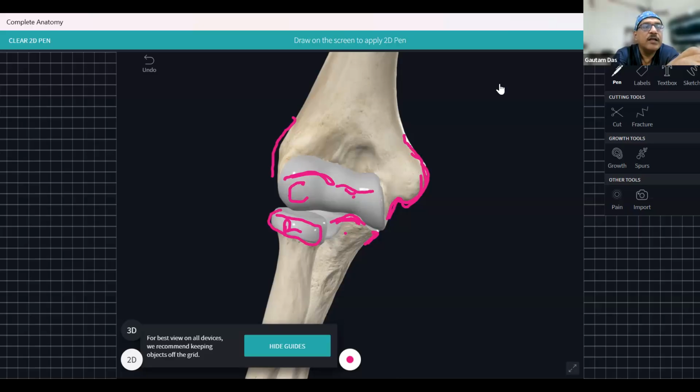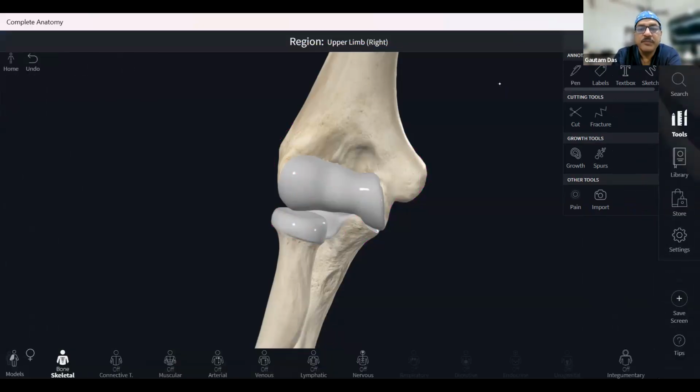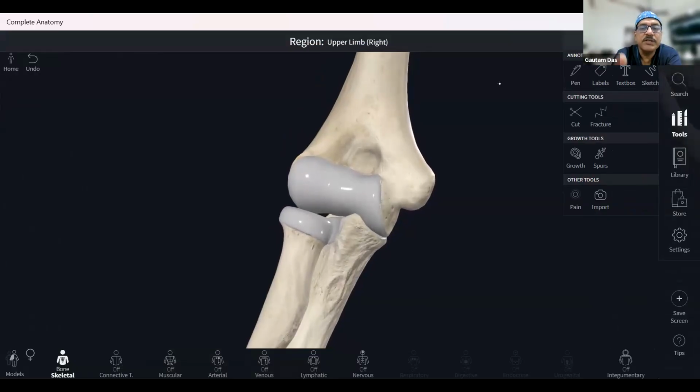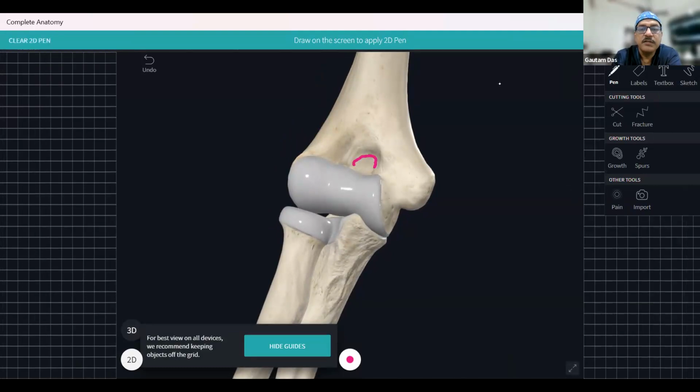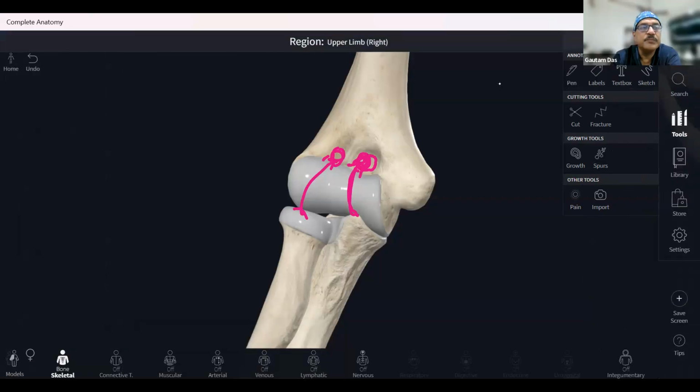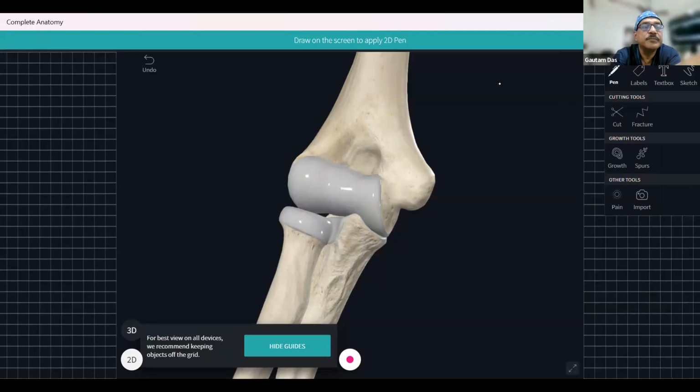Let me clear the drawing. So you can appreciate there are two fossae here. One fossa is here, where the coronoid process comes. This is known as the coronoid fossa. And the radial head comes here, so this is known as the radial fossa. When you are flexing the elbow, this goes here and this goes here, the radiocapitellar joint and the ulnohumeral joint. So anteriorly, these are the structures.